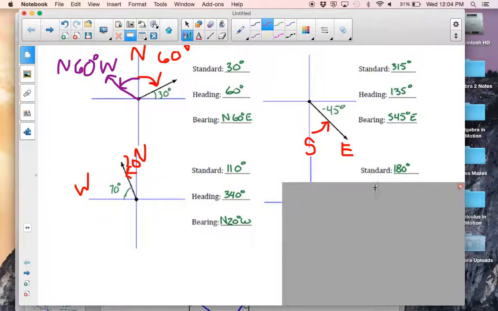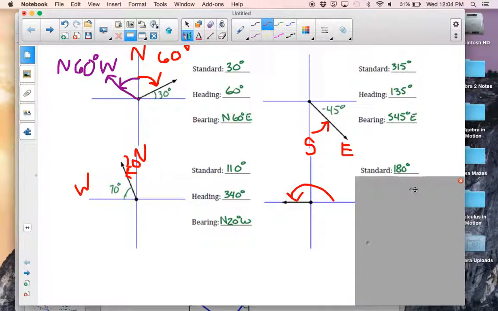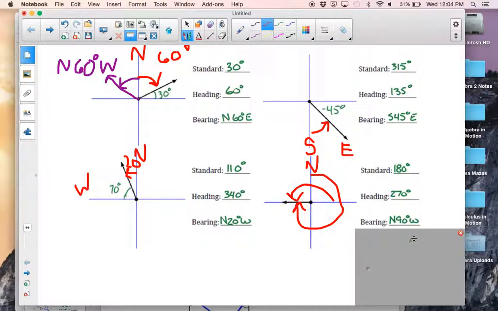Okay, last example. You have this straight line. In standard position, this is 180 degrees. As a heading, remember you start at north and then you travel clockwise. So you're traveling 270 degrees. As a heading, you would say 270. And as a bearing, you would say north, 90 degrees west. You could also call this south, 90 degrees west. It would be the same exact thing.